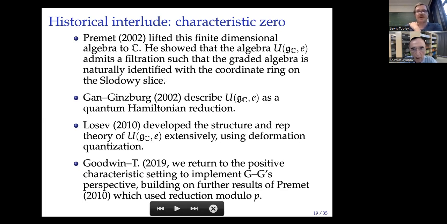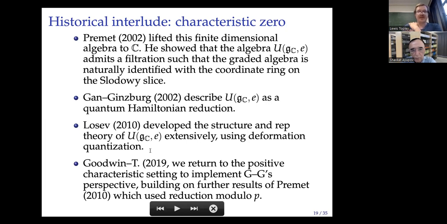Gan and Ginzburg saw this relationship between the Slodowy slice and this filtered algebra, and they knew straight away that there was a quantum Hamiltonian reduction story going on here. I'll probably say a few words about that as well in a moment. And so they obtained some of his results from the characteristic 0 setting in a very succinct way. It's a very nice short paper of about 10 pages, I think.